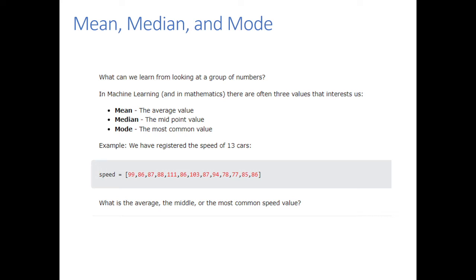For example, we have registered the speed of 13 cars. These are the speeds: 99, 86, 87, 88, 111, 86, 103, 87, 94, 78, 75, 77, 85, 86. What is the average, the middle, or the most common speed value based on these numbers?